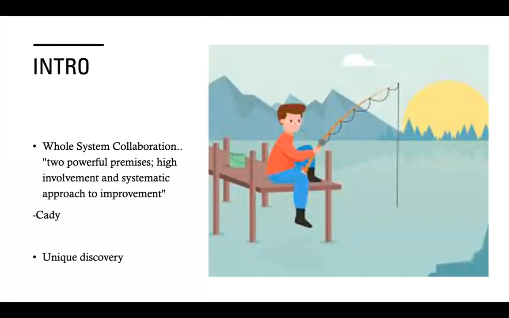To introduce whole system transformation is to understand the two powerful premises it sets its foundation on, which is high involvement and a systematic approach to improvement. Throughout the presentation, I will help the viewers understand the 8 design elements and 11 collaborative change methods I was able to research. Through my unique discovery, the viewer will uncover a fresh new perspective on the material. The goal is to help foster organic growth and gain a better understanding of the principles for facilitating events. The world is continuously changing, so becoming a better practitioner will only help navigate the environment as it changes.